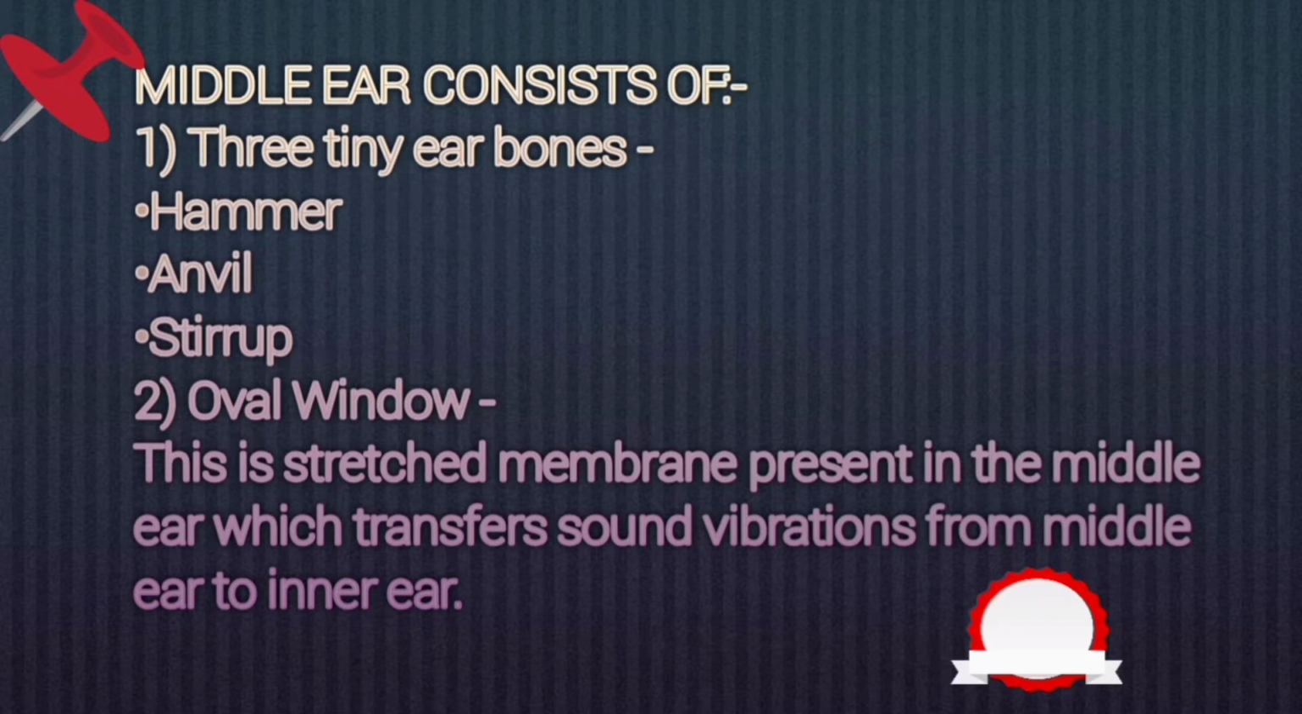Oval window is a stretched membrane which is present in the middle section of the ear, and it transfers sound vibrations and sensations from the middle ear to the inner ear, to the cochlea.